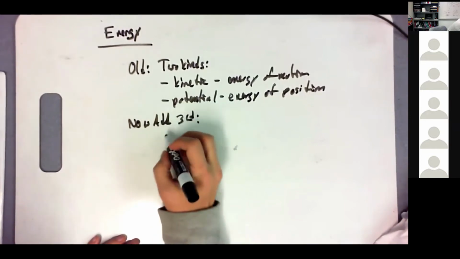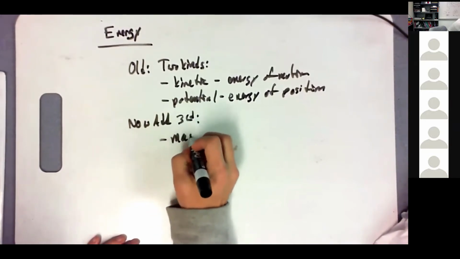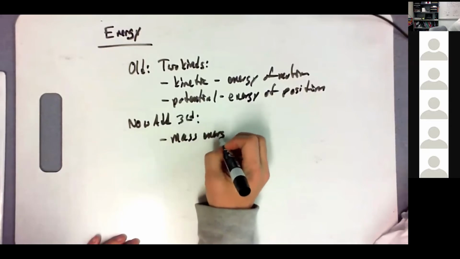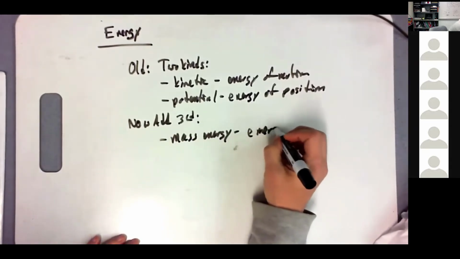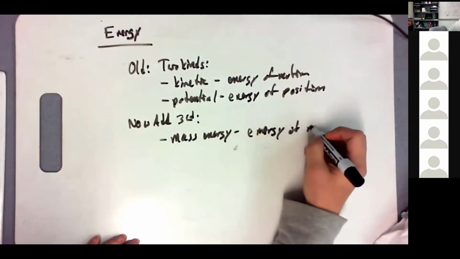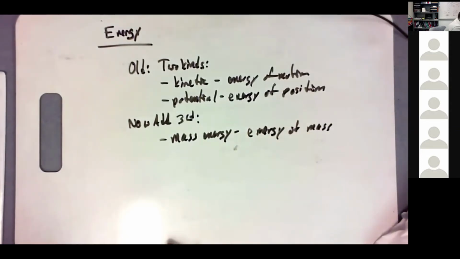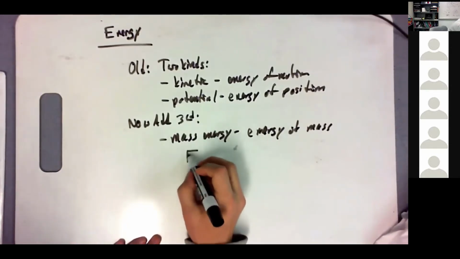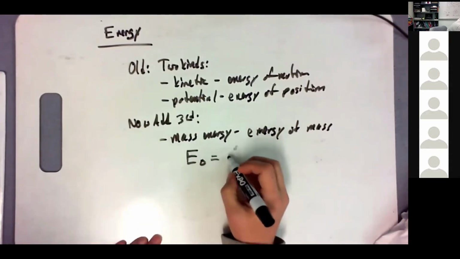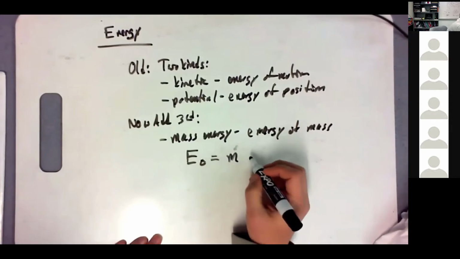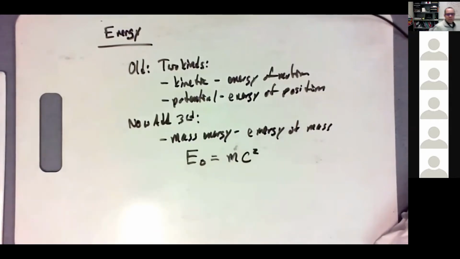And that is mass energy. And this is the energy of mass. Makes sense. This is probably something you've heard of before, even if you haven't encountered it much in physics classes yet. The mass energy of an object is equal to its mass in kilograms times c squared.